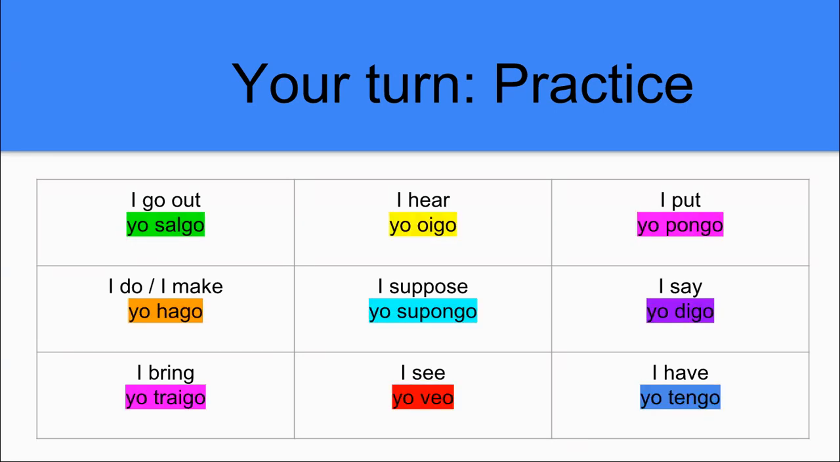Great job. As you can see, we have I go out, yo salgo. I hear, yo oigo. I put, yo pongo. I do or I make, yo hago. The H is silent. I suppose, yo supongo. I say, yo digo. I bring, yo traigo. I see, yo veo. And I have, yo tengo.